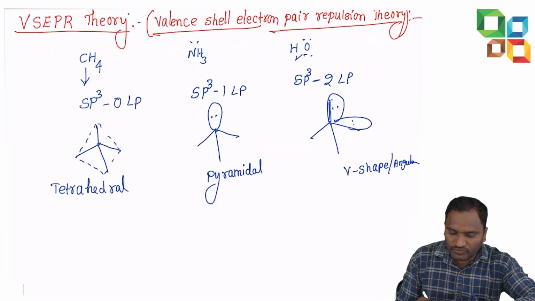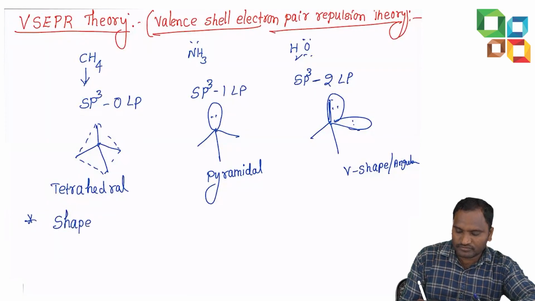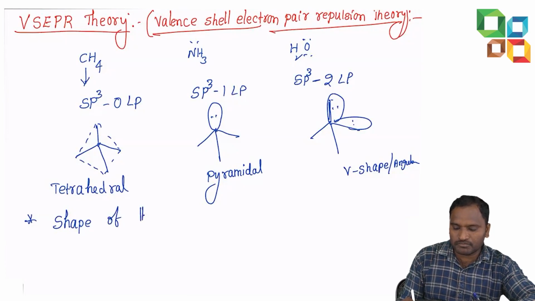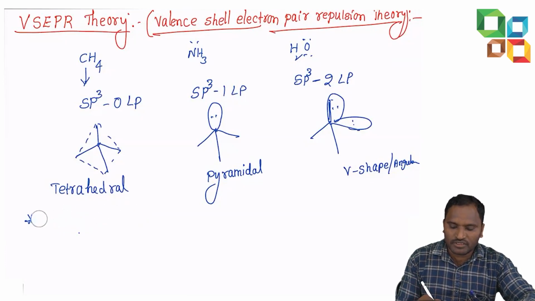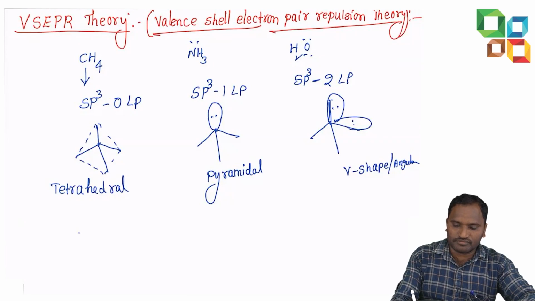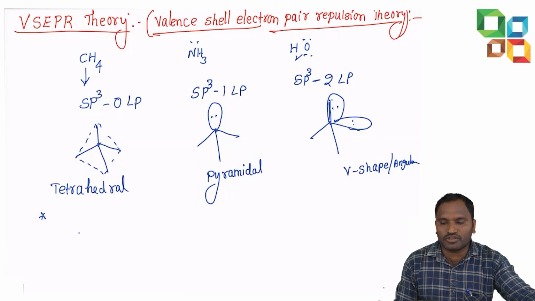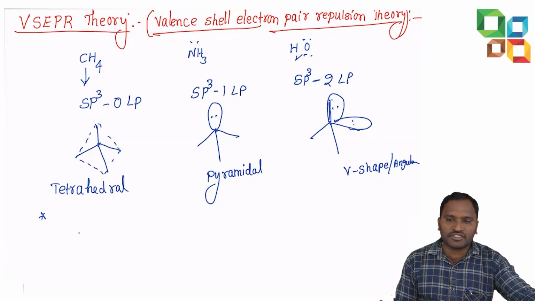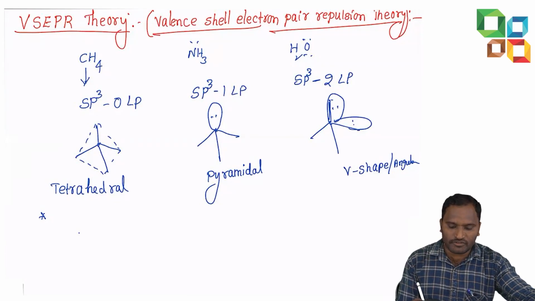From this, what can we say? The shape of the molecule depends on the number of lone pairs. The presence of lone pairs distorts the geometry of the molecule. You can write: presence of lone pairs distorts the geometry of the molecule.